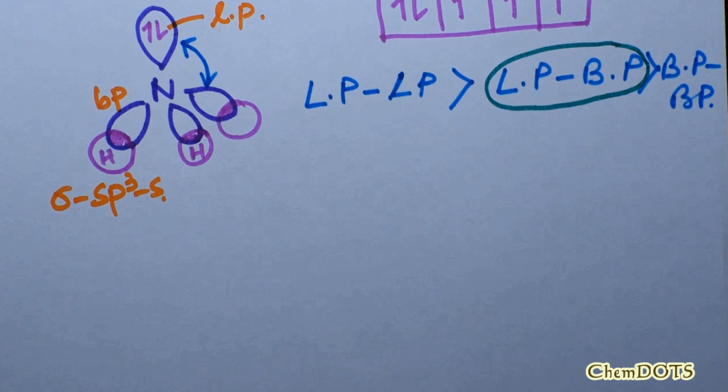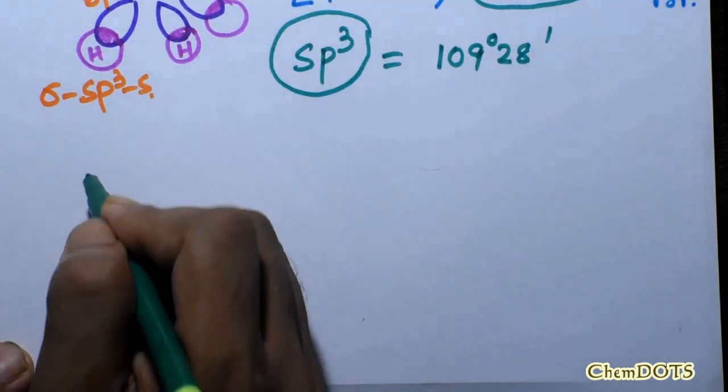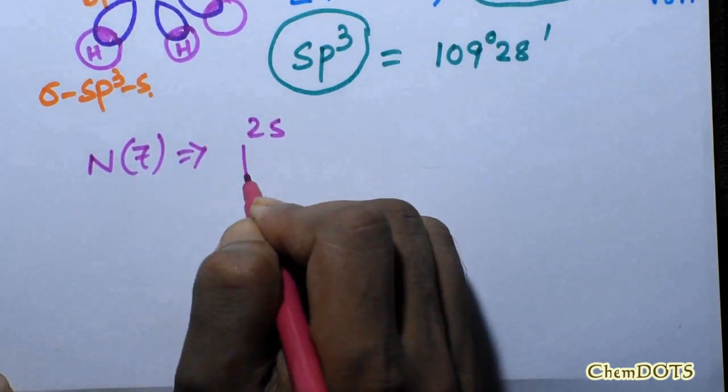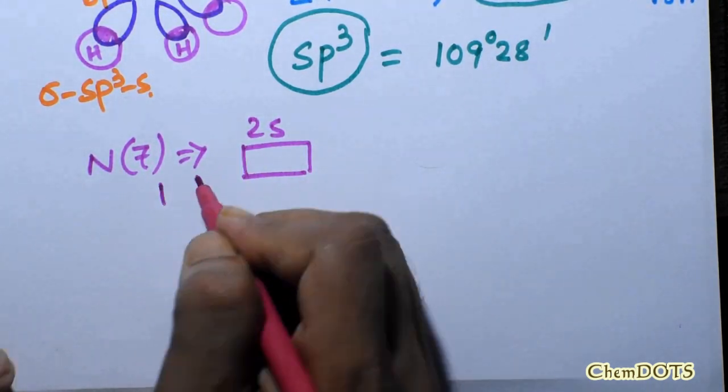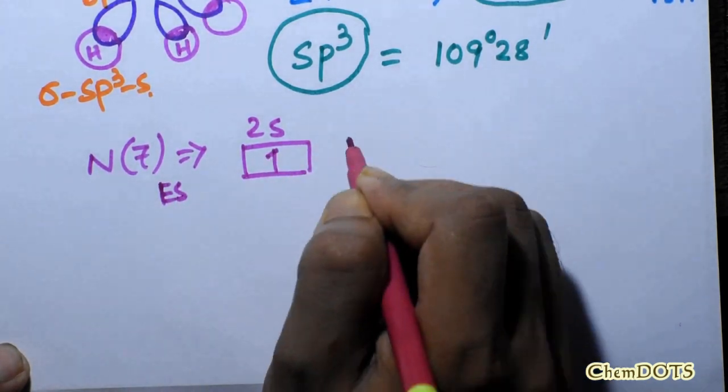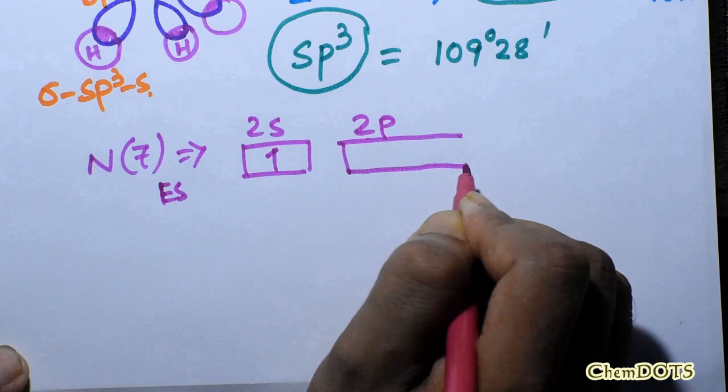Now one might think, why is the lone pair of nitrogen in ammonia in the 2s orbital? Why not in the 2p orbital? So let's see the situation. For nitrogen, let's say one electron from the 2s orbital is shifted to the 2p orbital. So there will be a pair of electrons in 2p. Now the hybridization is sp2, keeping the lone pair alone.